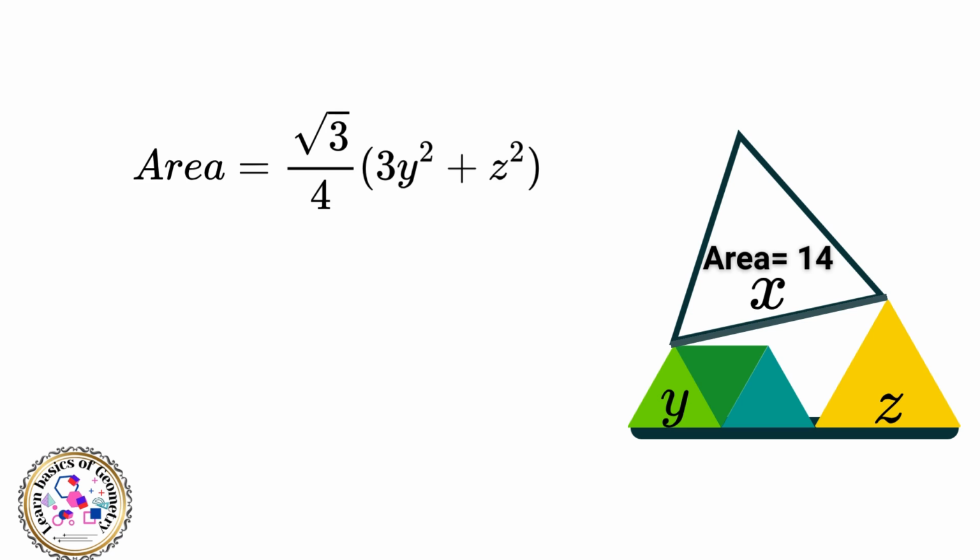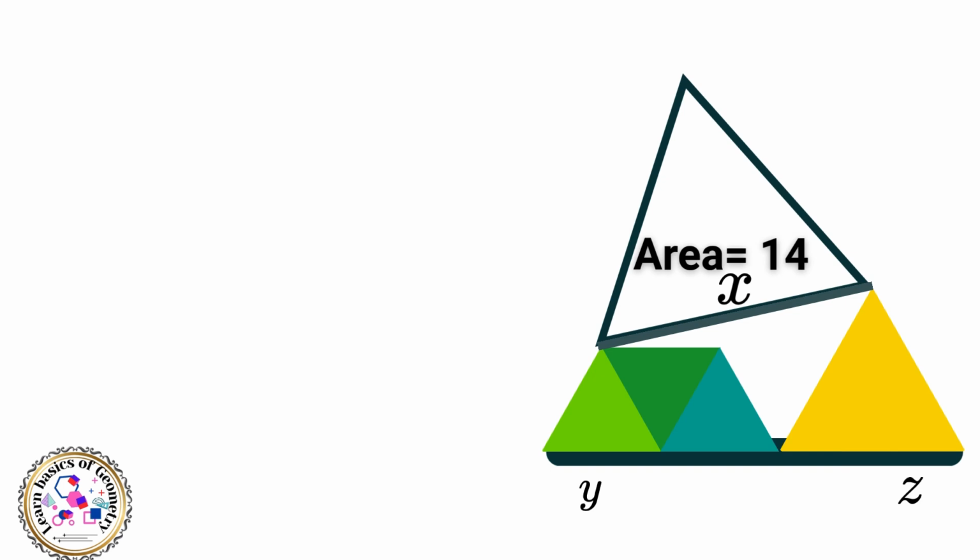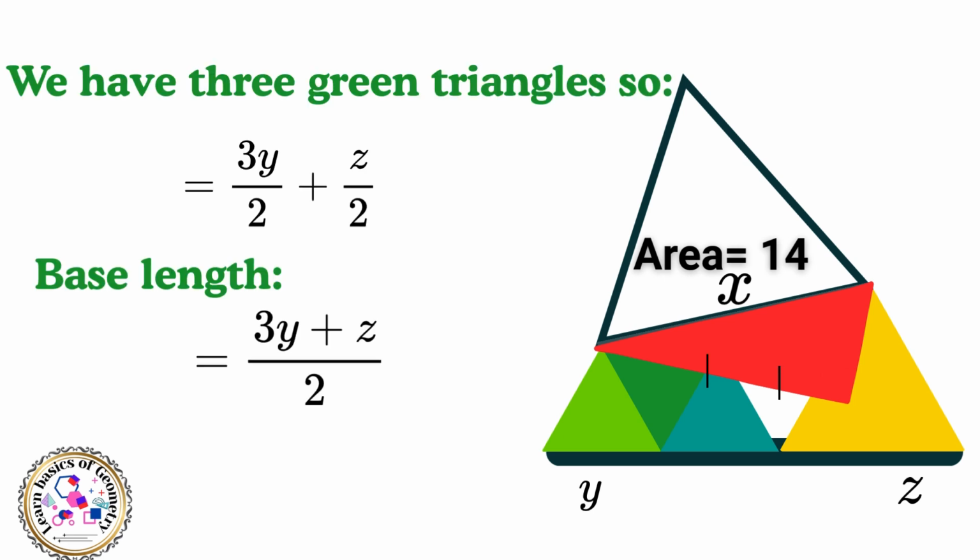Now let's go back to the largest triangle. Its area, which is 14, equals square root of 3 over 4 x squared. That's another important fact. Now we need a relationship between x, y, and z. Look at this right triangle inside the diagram. Its hypotenuse is x. The base is cut into 3 parts. The first part is y, the second part is y over 2, and the last part is z over 2.